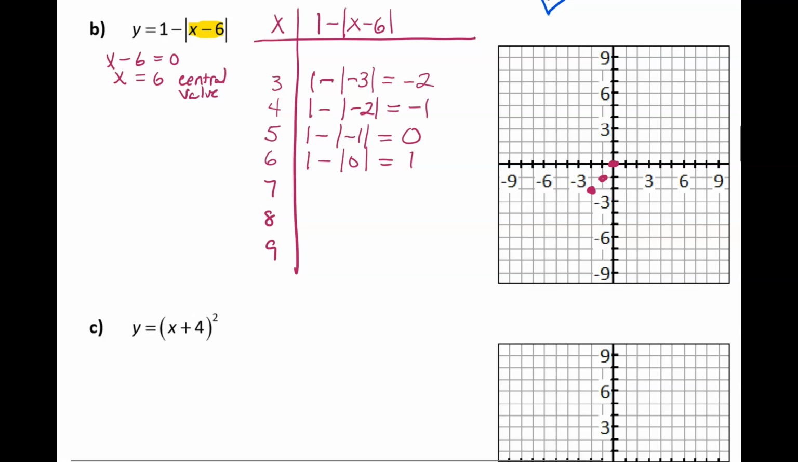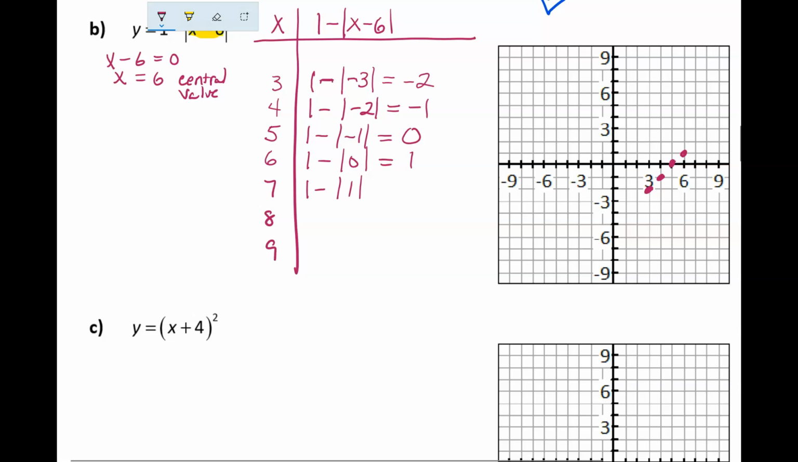And I've graphed the points wrong, so bear with me here. That was supposed to be 3 comma negative 2, and then 4 comma negative 1, 5 comma 0, 6 comma 1. Okay, now I'm caught up, and let's put the number 7 in for x.